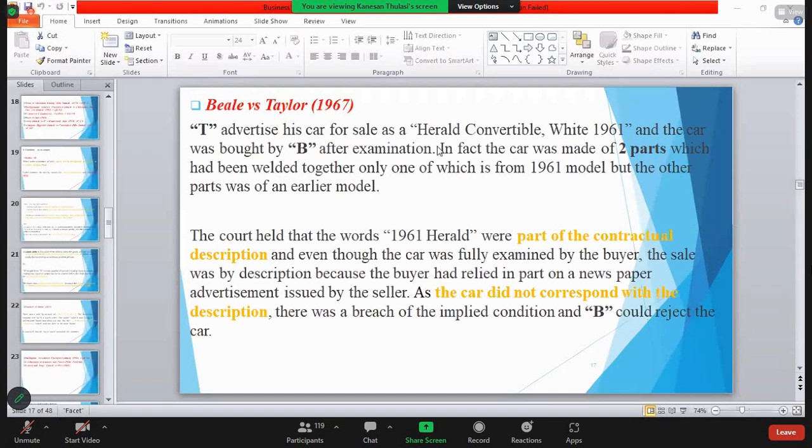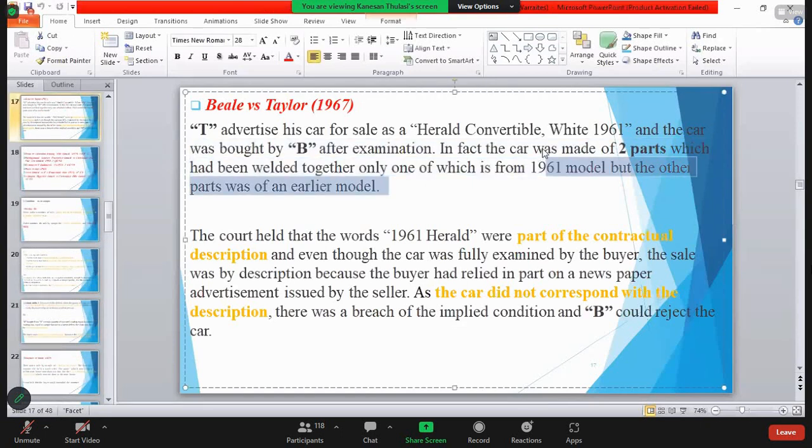B also examined the car. In fact, the car was made of two parts which had been welded together, only one of which is from a 1961 model, but the other part is from an earlier model. See what the seller did there is wrong. Only one part of the car is a Herald convertible white 1961. The other part of the car is a very, very old model. So he just welded the two parts of the car together.